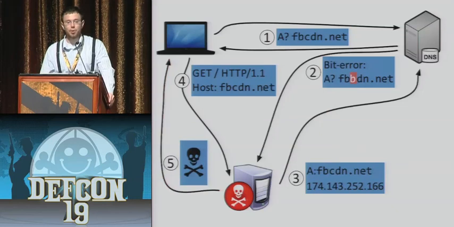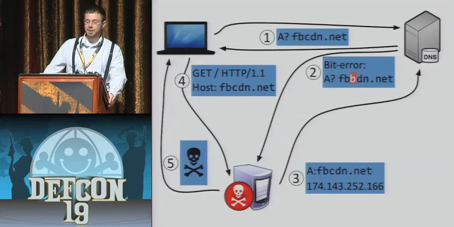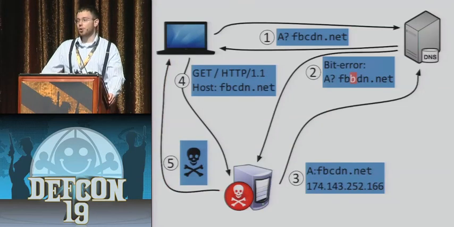Once again, as an overview, you request fbcdn.net. A bit error occurs somewhere in the DNS resolution path, and what ends up being requested is fbbdn.net. The bad reply gets propagated to the original requester, who then makes an HTTP connection and, crucially, in their host header, uses fbcdn.net, the original domain.